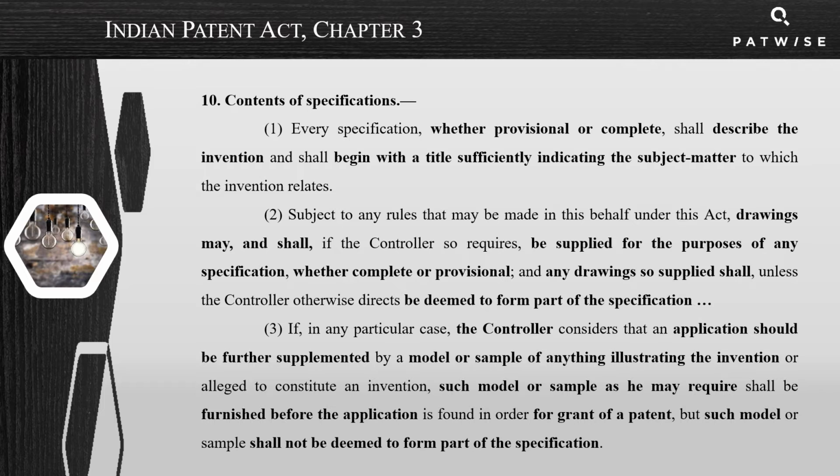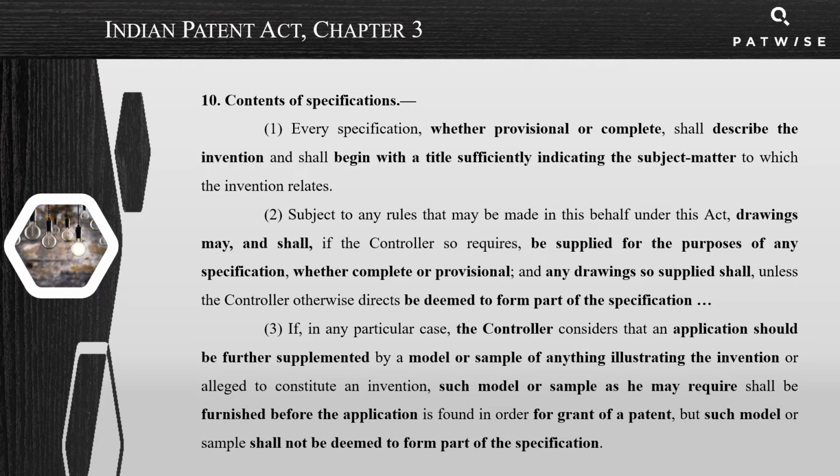Contents of a specification. Section 10 details what are the contents that a specification, be it a complete specification or a provisional specification, should contain. Subsection 1 says that every specification shall describe the invention and shall begin with a title sufficiently indicating the subject matter of the invention. Subsection 2 details that a provisional specification or a complete specification shall be supported with drawings and these drawings shall be a part of the specification.